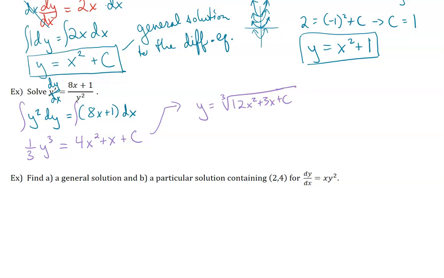Now something I want you to notice is that I didn't write 3c. If I put a 3c on there, it's the same function. It's the same family of functions. 3 times a constant is equal to a constant. So you can put 3c or you can just leave it in terms of c.